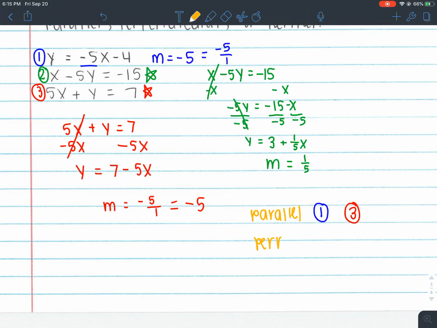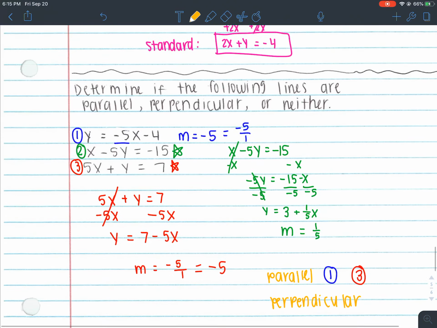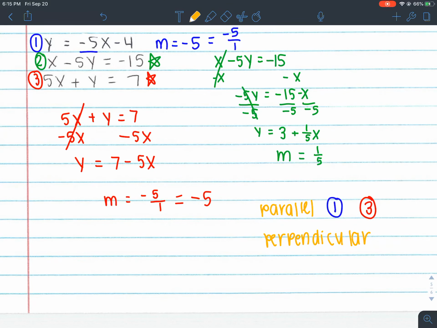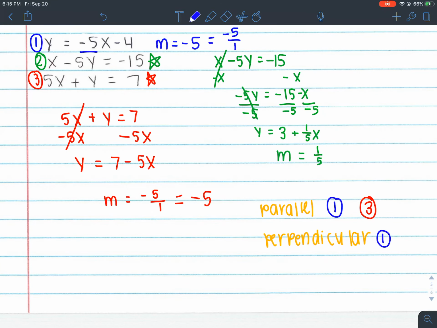Okay, do we have any that are perpendicular to each other? Well, that means they have opposite reciprocal slopes. So what's the opposite of -5 over 1? I'm looking at my blue line. The opposite of -5 over 1 would be positive, and then the flip of that would be 1 over 5. So I need +1 over 5. Do any of these lines have a slope of +1 over 5? Yes, the green one. So that means that my first line, my blue line, which is the slope of -5, has an opposite reciprocal slope of 1/5, and the green line happens to be that slope, 1/5.